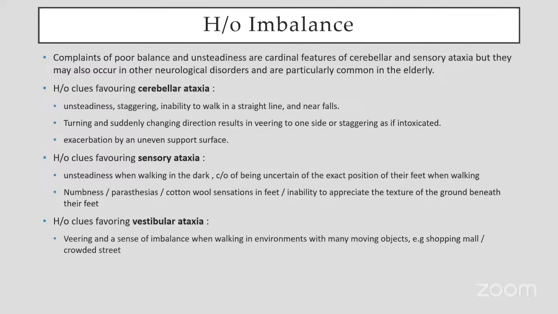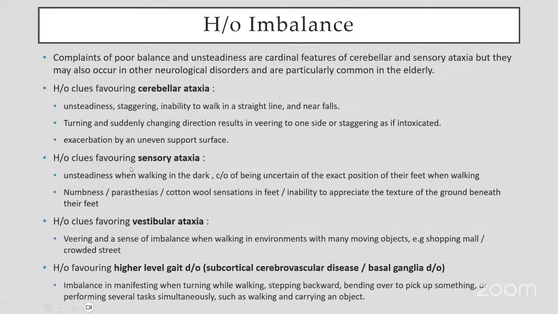For vestibular ataxia, we can ask about veering and a sense of imbalance while walking in environments with many moving objects, such as a crowded street or shopping mall. For higher-level gait disorders, such as subcortical cerebrovascular disease, imbalance manifests when turning while walking, stepping backward, bending over to pick up something, or performing several tasks simultaneously, such as walking and carrying objects, or walking and talking. So this gives the history.